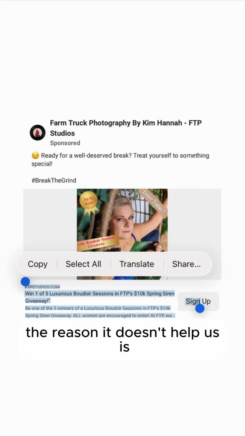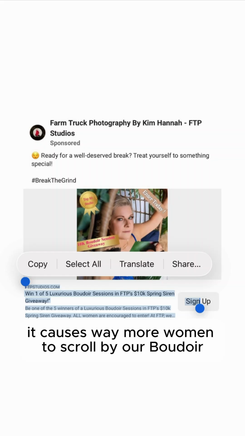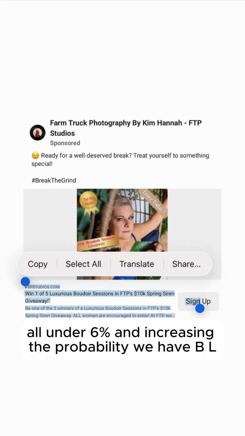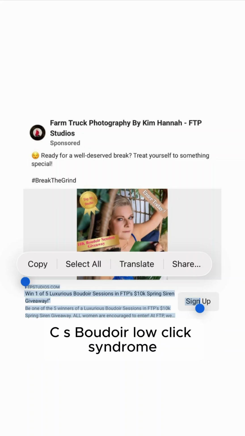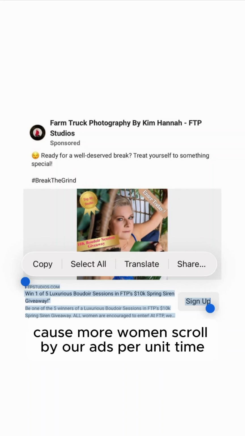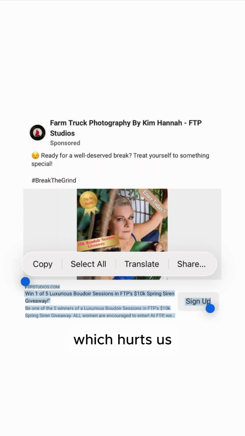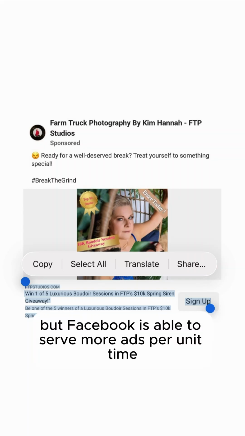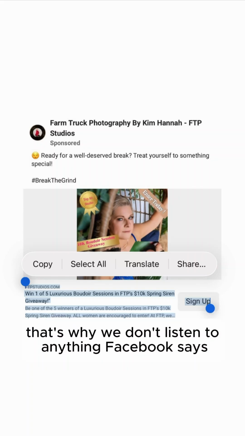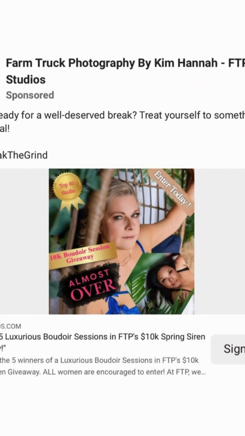The reason it doesn't help us is it causes way more women to scroll by our boudoir Facebook ad than necessary, pulling unique CTRL under 6% and increasing the probability we have BLCS, boudoir low click syndrome. Now, Facebook likes this because more women scroll by our ads per unit time, which hurts us. But Facebook is able to serve more ads per unit time, making Facebook more money per unit time. That's why we don't listen to anything Facebook says.